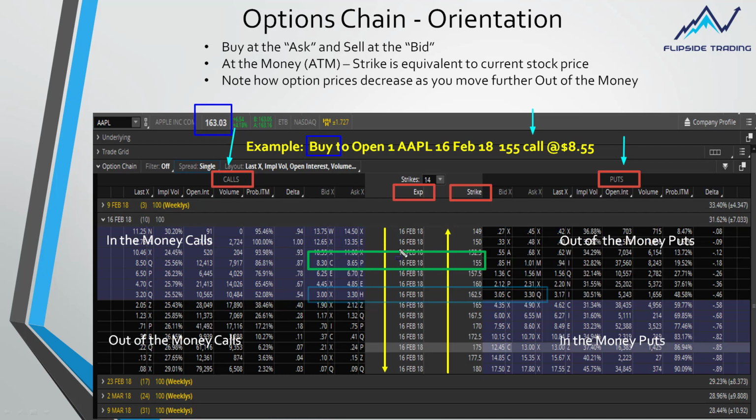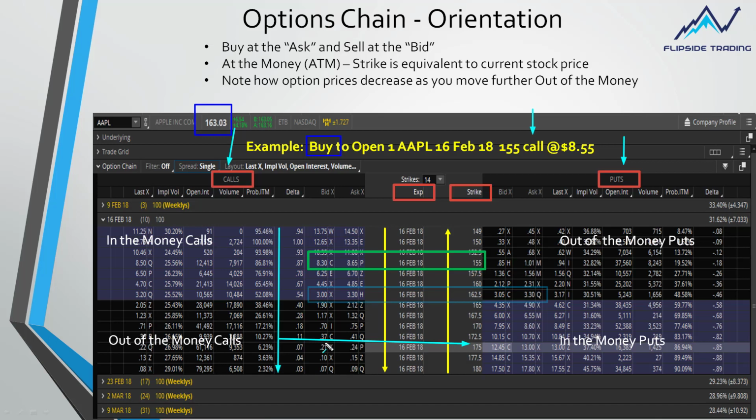Now with calls, when we buy a call, we expect the price to increase. So you can see here that maybe our target is like 175, and it's going to go this way. That's where we're going to be looking. Now look at these, they are much less expensive because the probability of reaching that may be pretty small.